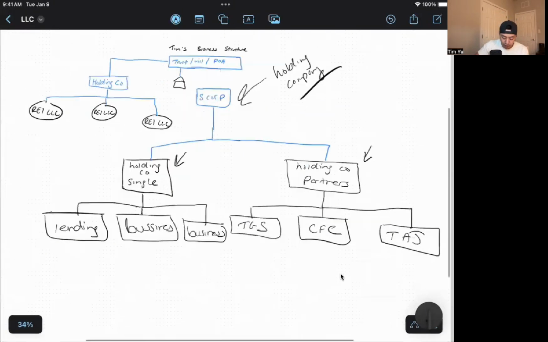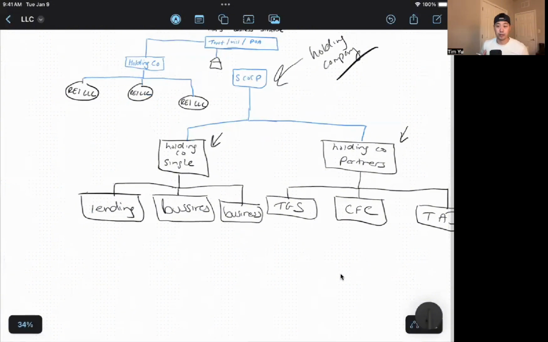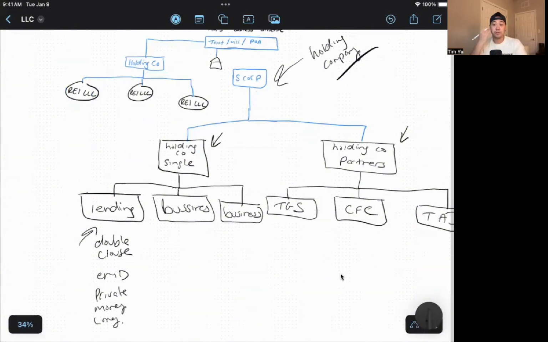So if we start off in the holding company that I own myself, I have a lending business here. So this is me lending double close money, earnest money deposits, and just private money lending in general. So if you need money for a fix and flip loan or a gap loan, this is usually the money that I lend out at 12 to 50% interest. So this is a separate business on my own.